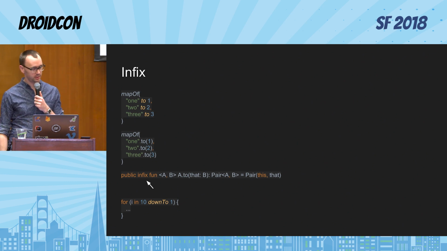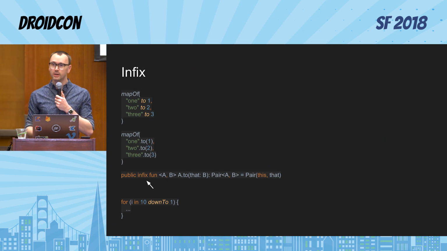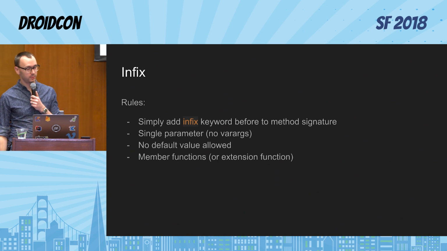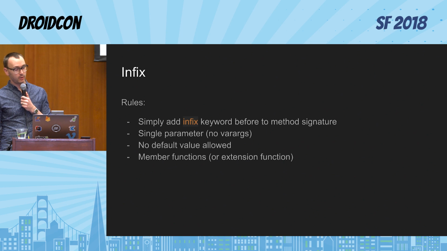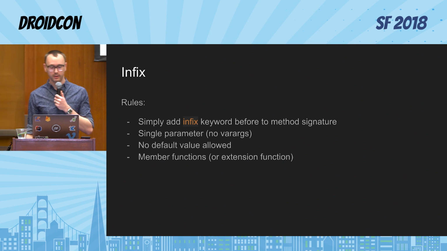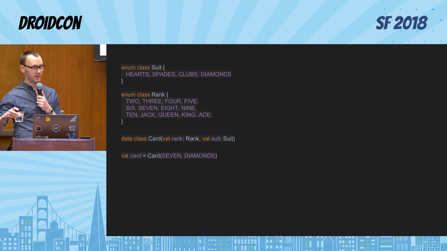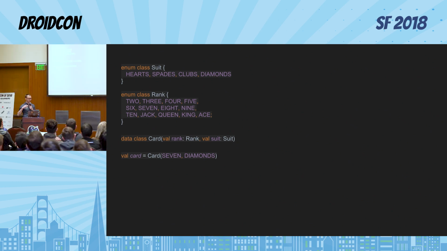There are other things like this in the standard library, such as downTo. I actually looked at the entire standard library, and we're going to look at all of the infix functions that are available in it, because there's not actually that many. When you build your own, the rules are pretty simple. You have the infix keyword. It can only take a single parameter, and the parameter can't be a vararg. You can't have a default for that single parameter. It has to be a member function or an extension function. So here is an example of building one ourselves.